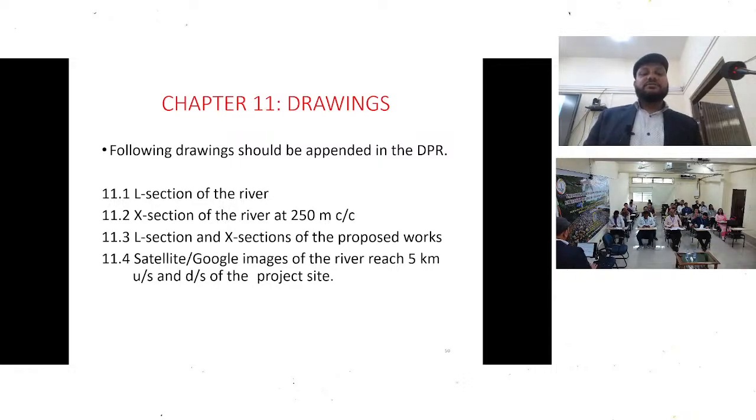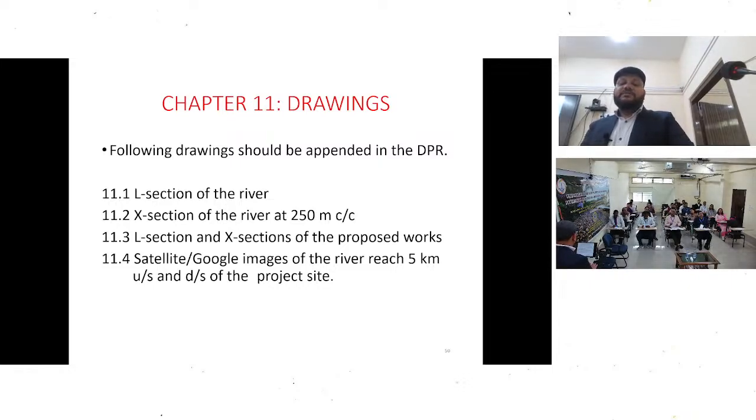Then drawings. The following drawings are a must: L section of the river, cross section of the river at every 250 meters center to center, and L section and cross section of the proposed work. Then satellite image, Google images of the river at 5 km upstream and downstream of the project site.